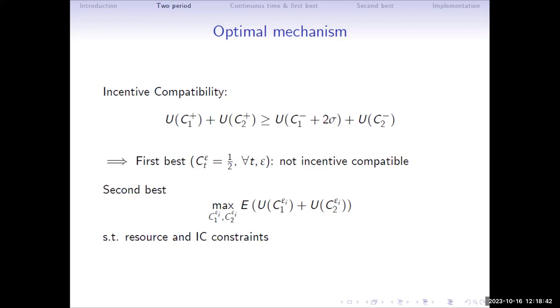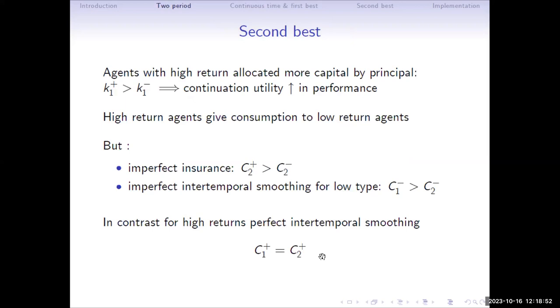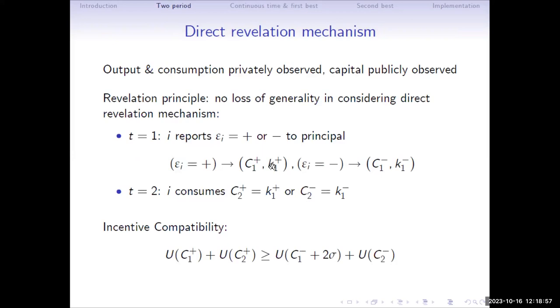Bruno, yes. A quick question on the previous slide. If I were to have lied and said I had the low output, would I be able to invest the 2 sigma in grain production so I could do a little bit of smoothing? Okay, thank you very much, Daryl. This is a very important question. I should have been clear on that. We will assume throughout the talk that investment in capital is observable. So if I lie, I will not be able to save and invest my secret return. Got it. And that's very important.